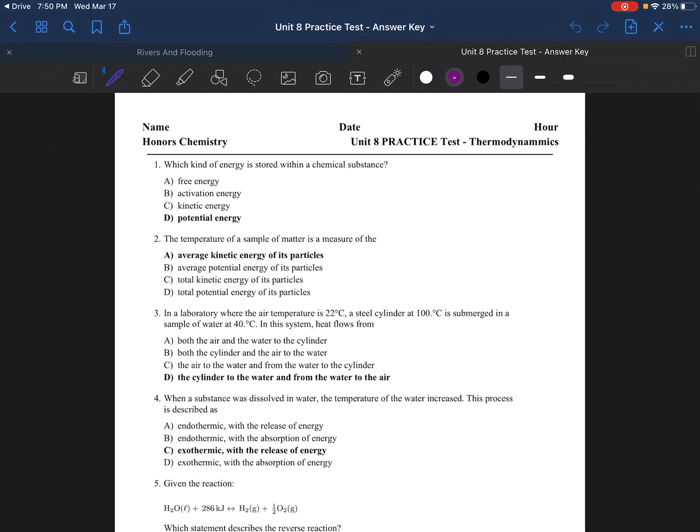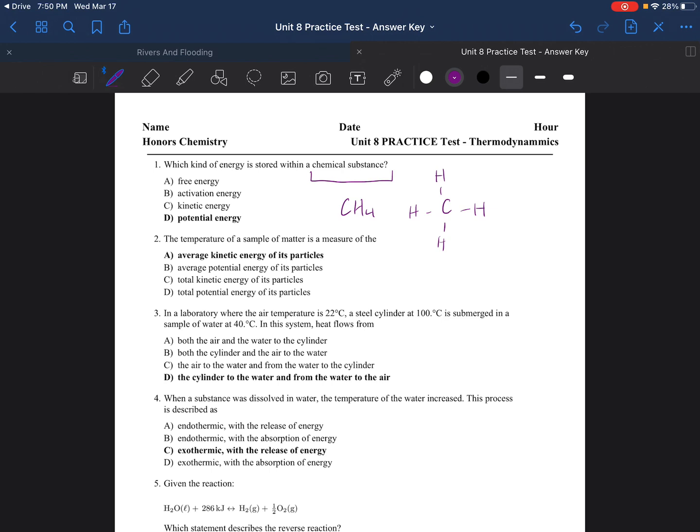So, first question, which kind of energy is stored within a chemical substance? We have to think, what is a chemical substance? Well, something like methane, CH4, which when we bond looks something like this. Where the potential energy is stored is in the bond. They haven't actually reacted yet, but they have the opportunity to react. So it's potential energy stored in the bonds.